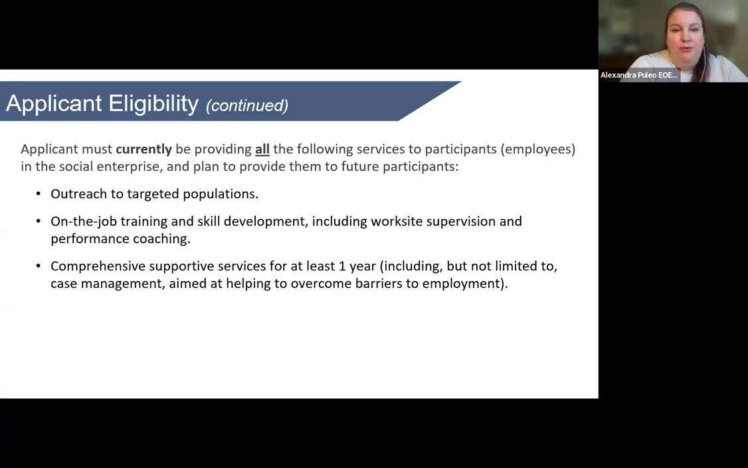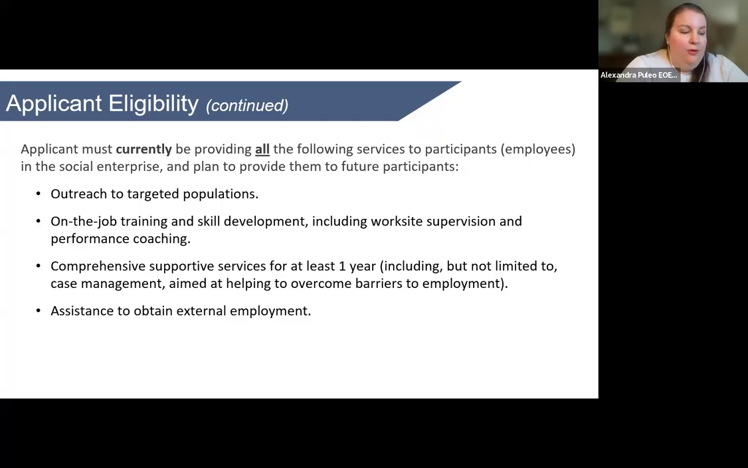So if you're working with folks who are in recovery from addiction, if you're working with folks who are homeless, you know that continuing engagement is really critical to keeping folks working, keeping folks involved in services. So really, there has to be at least 1 year window of comprehensive support services.